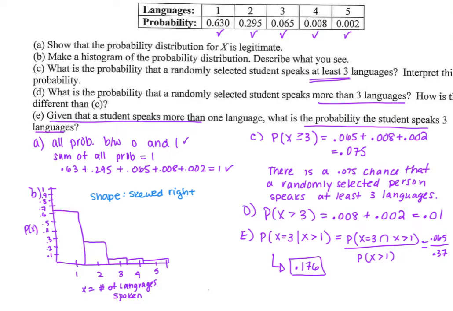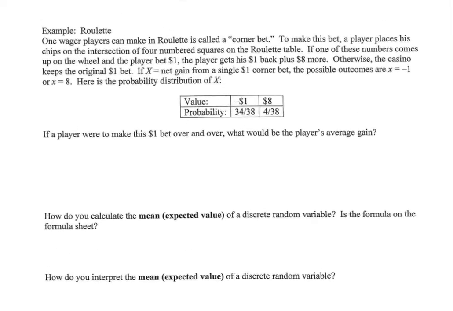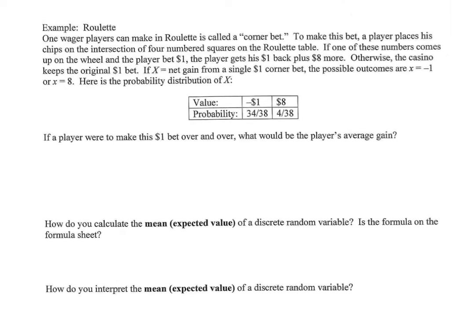Let's take a look at another example. Now we're talking about a roulette wheel. One wager players can make in roulette is called a corner bet. To make this bet, a player places his chips on the intersection of 4 numbered squares. If one of these numbers comes up on the wheel and the player bet $1, then he gets his $1 back plus $8 more. Otherwise, the casino keeps the original $1 bet.